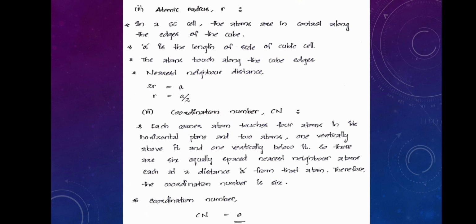Next, what is coordination number and what is the coordination number of simple cubic structure? Each corner atom touches 4 atoms in its horizontal plane and 2 atoms, one vertically above it and one vertically below it. So there are 6 equally spaced nearest neighbor atoms, each at a distance a from that atom. Therefore, the coordination number is calculated to be 6.